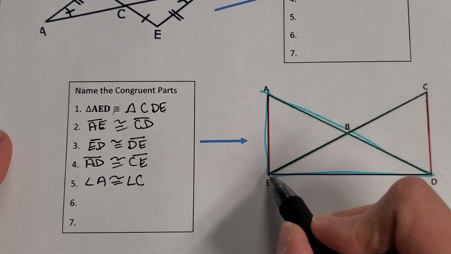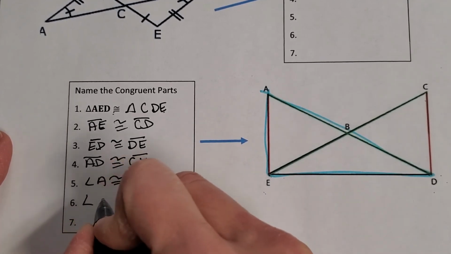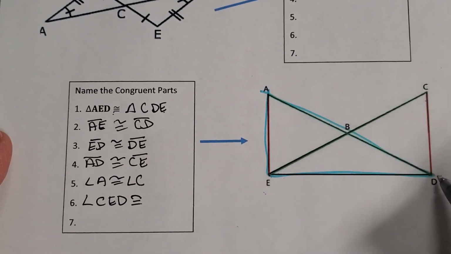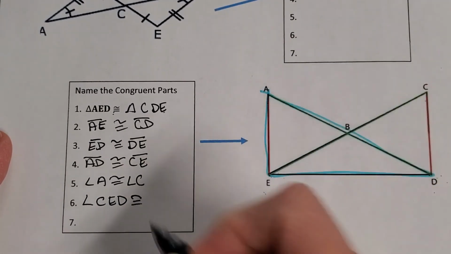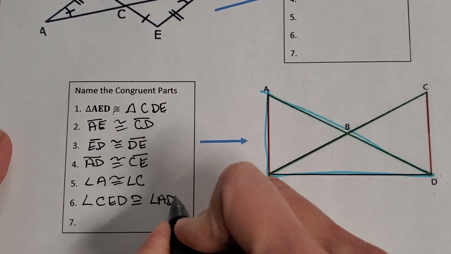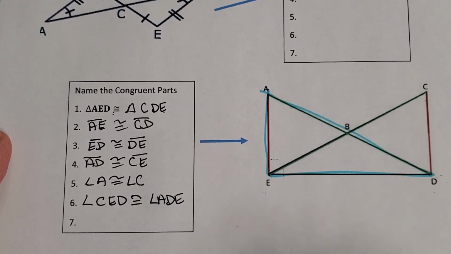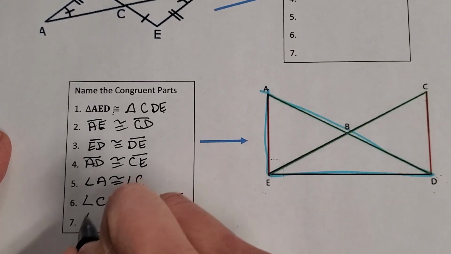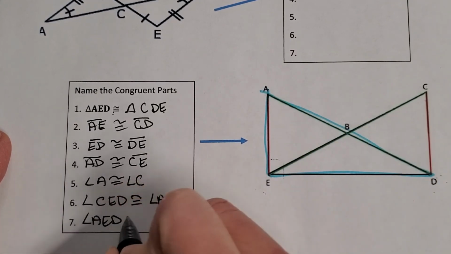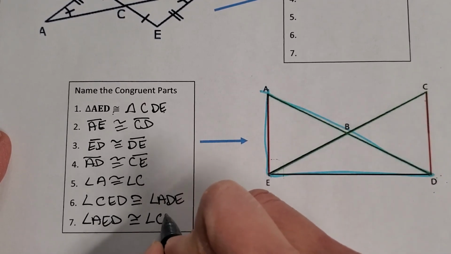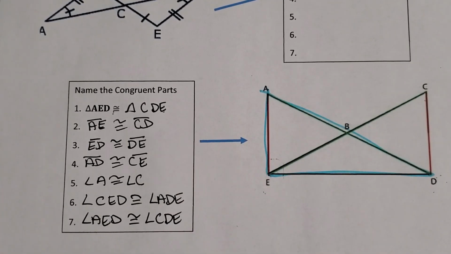So CED, angle CED is going to be congruent to ADE. And then I'm going to do these kind of, looks like 90-degree angles. I'm going to say AED. AED is congruent to CDE. And that's how we identify corresponding parts of congruent triangles.